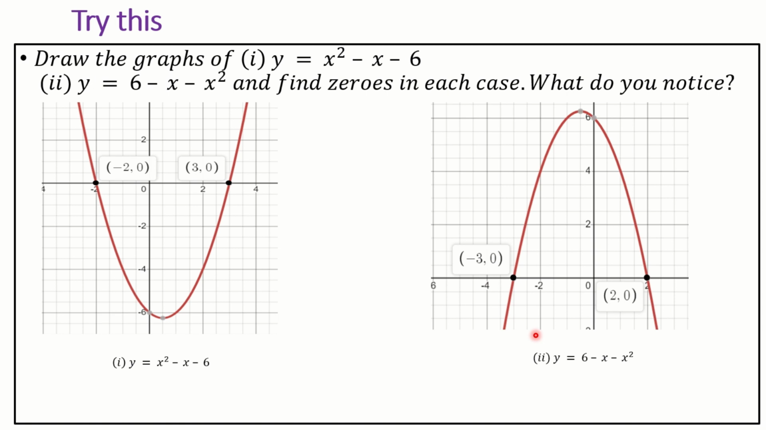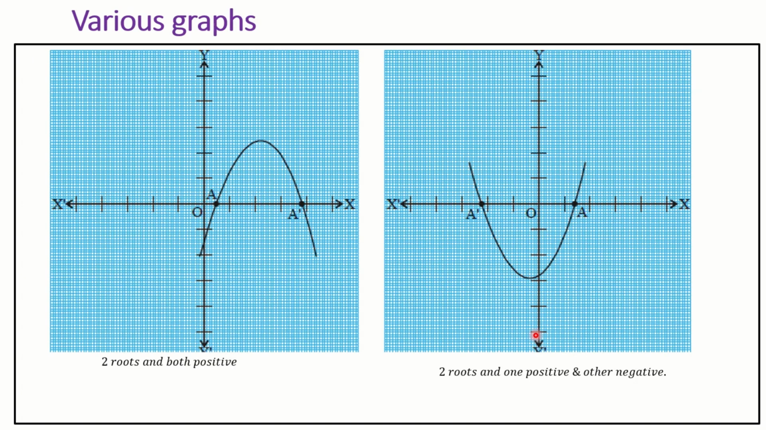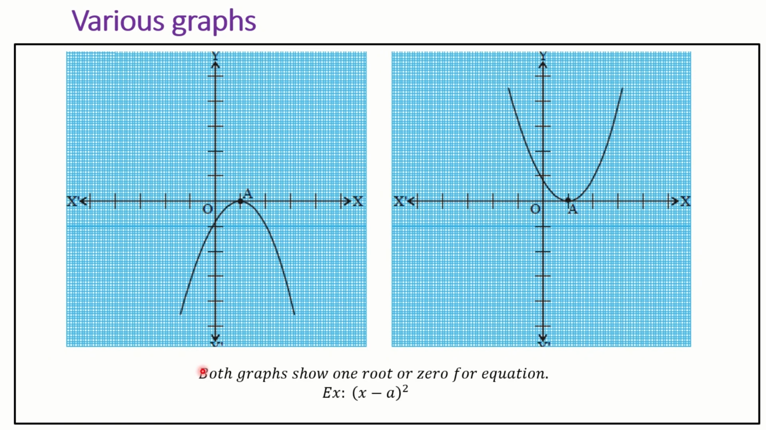So yeah, we found the zeros of this one. And now graphs can be like this. This we saw. Two roots, both are positive in the first graph. Two roots, one is positive and one is negative. And this is one root. Example is x minus a whole square. Then this is also one root. So one is a minus x whole square, and the other one is basically x minus a whole square, like that.